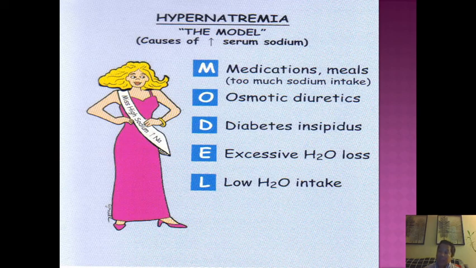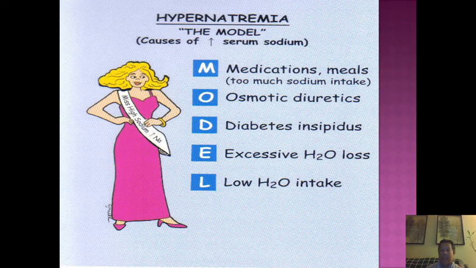And if the patient has diabetes insipidus, there is a big chance that the patient will be losing a lot of fluid because he doesn't have enough hormone that will help in keeping the fluids inside the body. Excessive water loss can also cause hypernatremia, simply because if you lost too much fluid, then the blood will become concentrated.